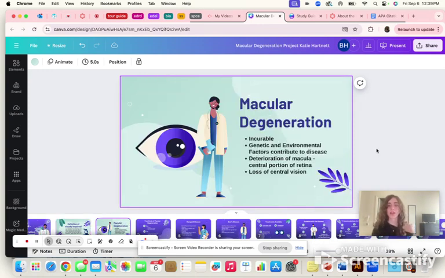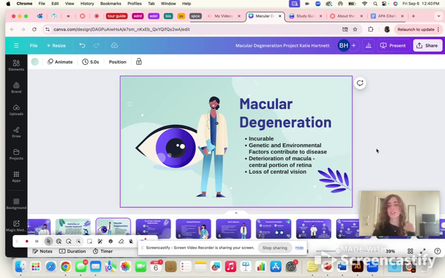Now, when we're talking about macular degeneration specifically, it is incurable. There are many genetic and environmental factors that contribute to this disease. It can be passed down from family members, or environmental factors like smoking and a poor diet can also contribute to its development. So we'd hope our children are getting this genetically. Obviously, we hope they're not smoking and that they have a healthy diet. So the majority of the time, for children who have this disease, it's genetic or passed down.